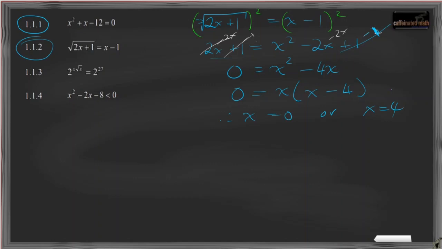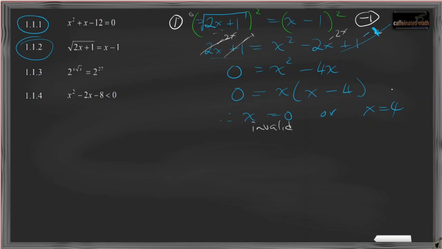Customary to test. Well, we can test on top. Well, 2 times 0, if we test the value 0, is 0 plus 1, it's 1. Okay, so square root of 1 is just 1, and then 0 minus 1 is just minus 1. So 0 is invalid in this case.